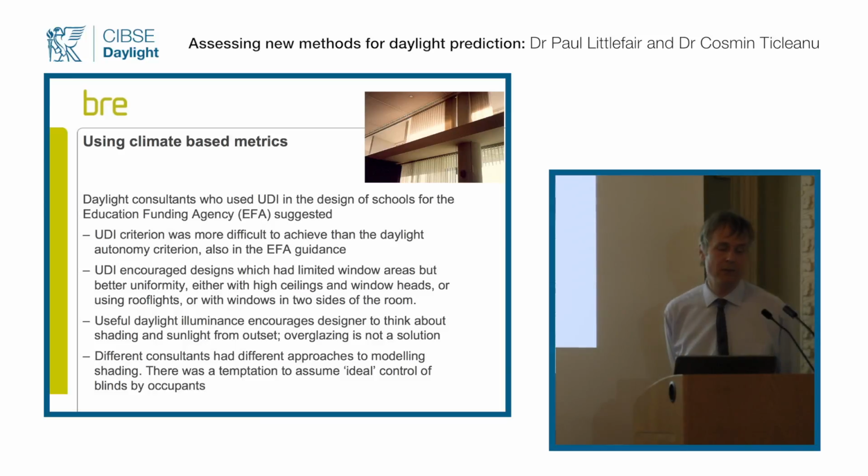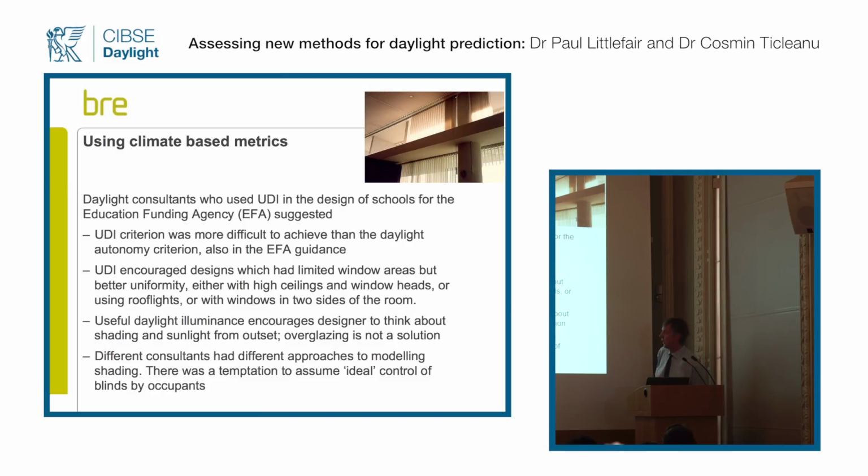One of the things they said was that, comparing the two different metrics used by the Education Funding Agency, they found that the UDI criterion was more difficult to achieve than the Daylight Autonomy criterion. Usually if a space met the UDI, it was likely to meet the Daylight Autonomy as well. They felt that UDI actually changed their approaches to design.